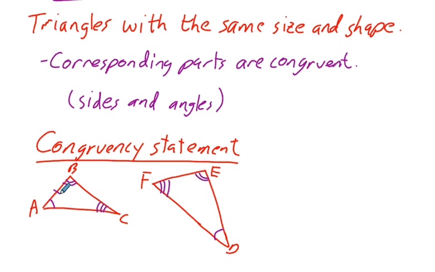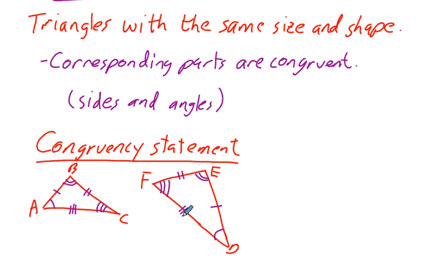Now let's say that this side AB is congruent to side ED, side BC is congruent to side FE, and then finally side AC is congruent to side DF, or FD. When we know that all 6 parts from this first triangle are congruent to corresponding parts from the second triangle, then we can write a valid congruency statement.